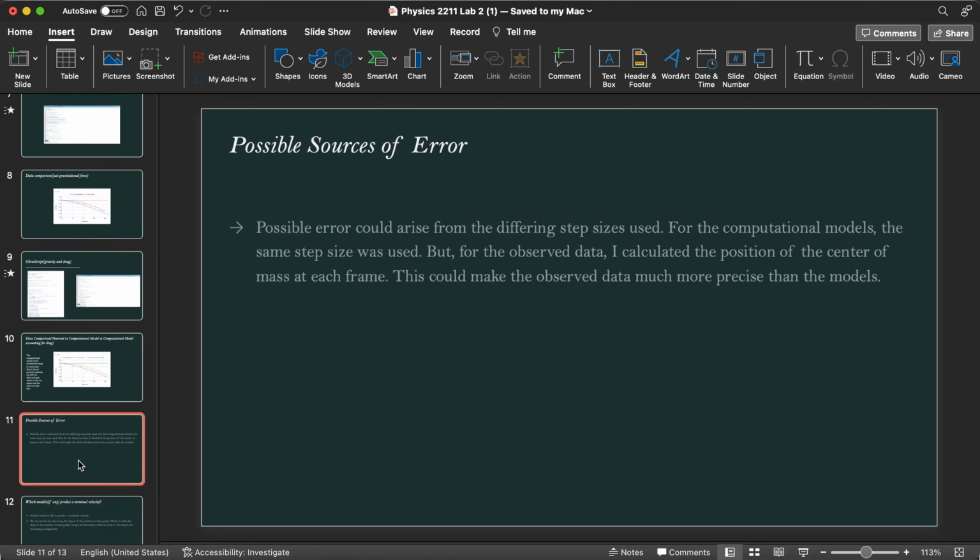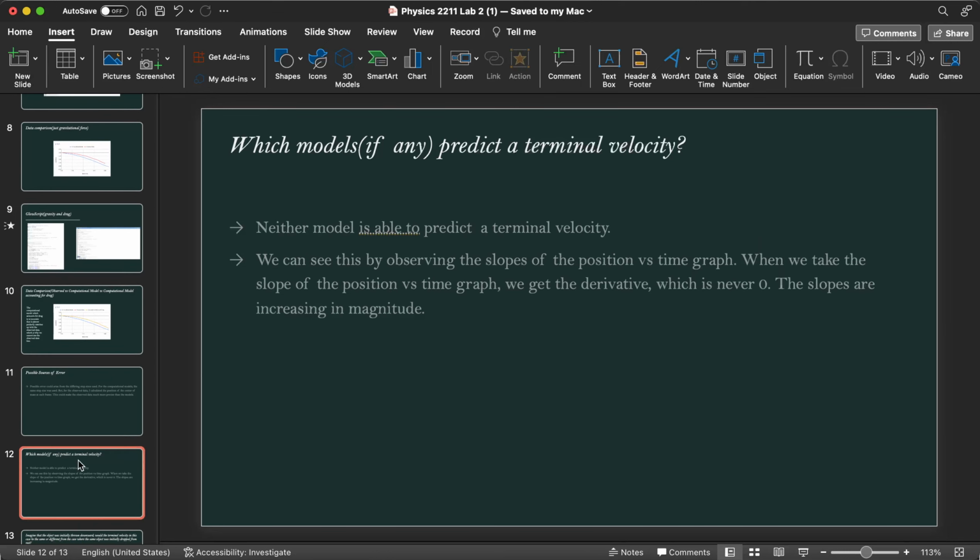As for possible sources of error, possible error can arise from the differing step sizes. For the computational models, the same step size was used, but for the observed data, I calculated the position of the center of mass at each frame. This could make the observed data much more precise than the models.